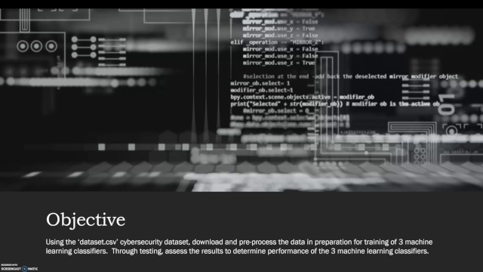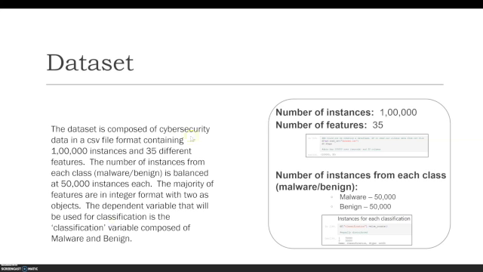The objective of this assignment is to pre-process the data provided for training 3 ML classifiers. Then we will test these classifiers and assess the results thereof. Now I'll give you a brief overview of the dataset provided. The dataset provided is composed of cybersecurity data in a CSV file format. The file contains 100,000 instances and 35 different features.